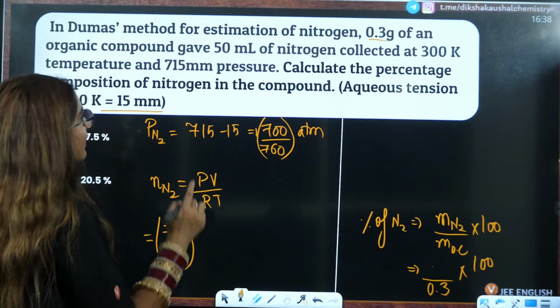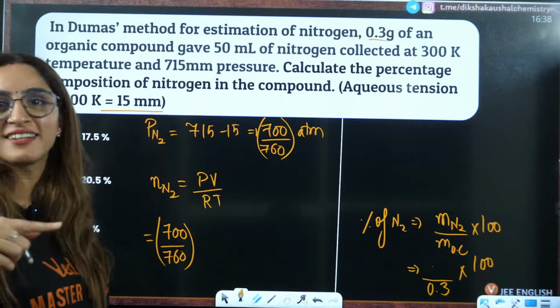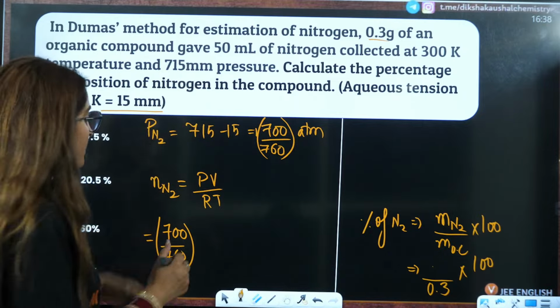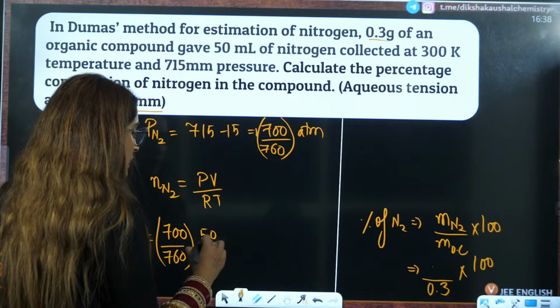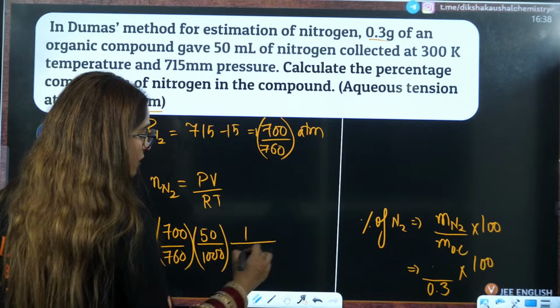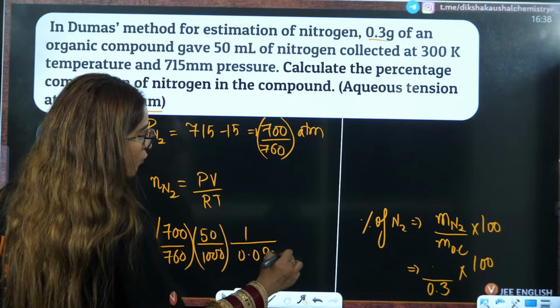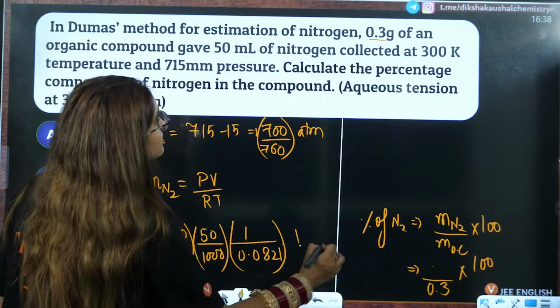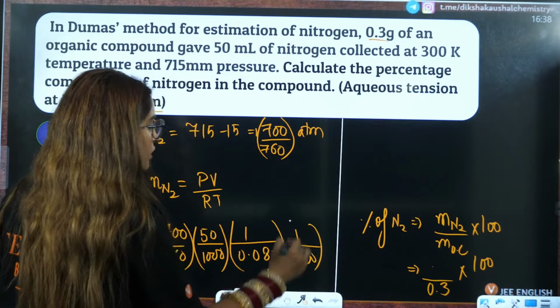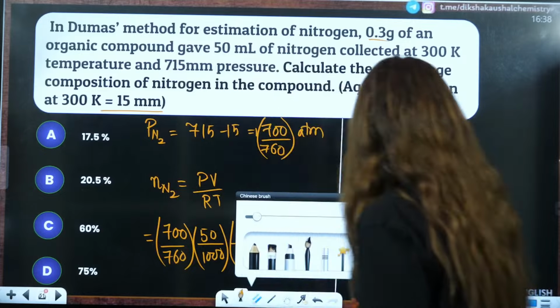So you will be very lucky if they ask you the same question that they have asked in 3 shifts till now, right? So here it is 50 milliliters. So we will convert it into liters here, right? Then after that you have to divide this. R value will be 0.821. Temperature is given to be what? 300. Okay. So temperature is given to be 300.